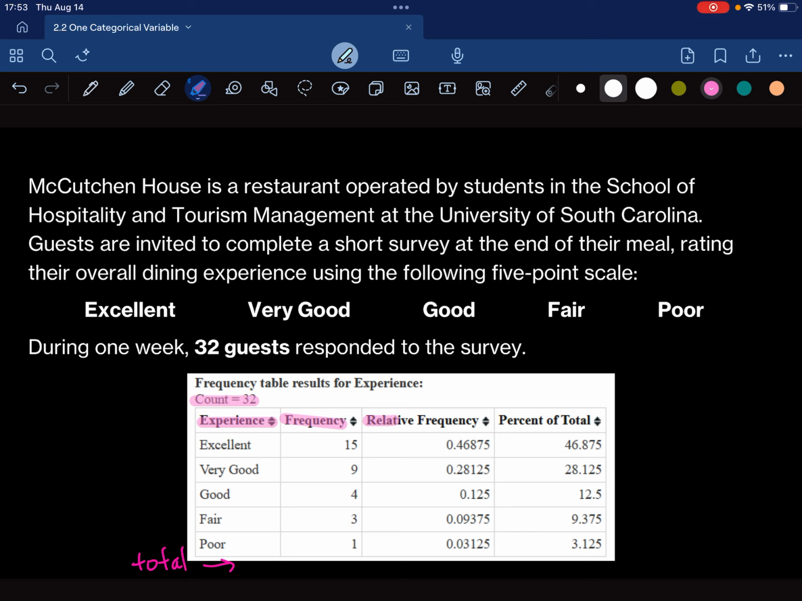We have one more column. Again, you could just have the column with categories and then a column with relative frequency.